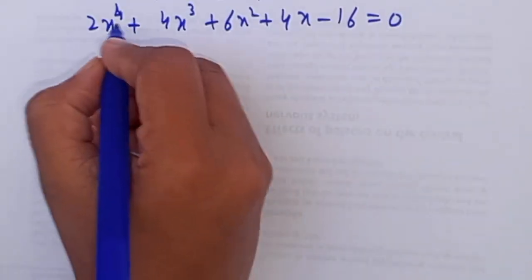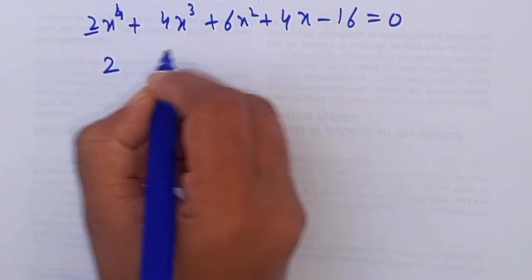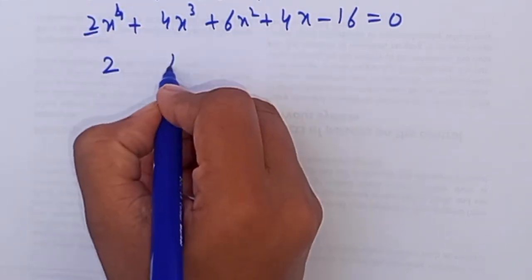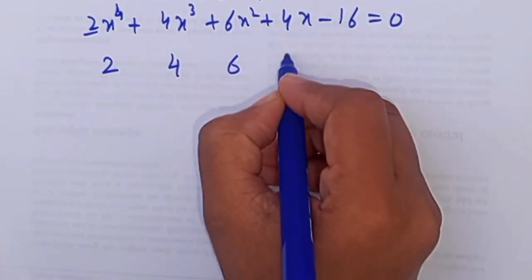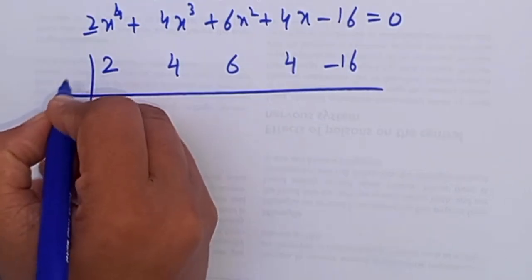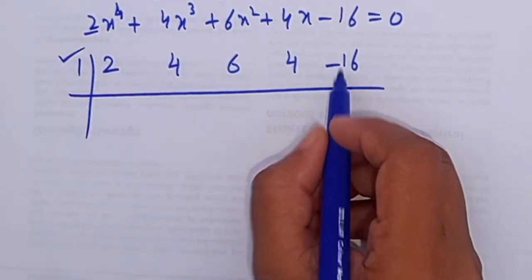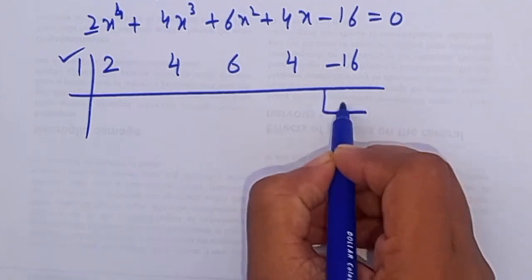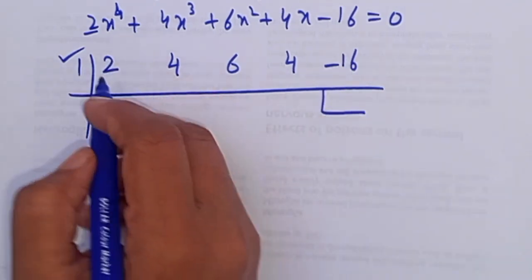So we use synthetic division. Look, the coefficient of x^4 is 2. The coefficient of x^3 is 4. The coefficient of x^2 is 6. The coefficient of x is 4. And the constant is minus 16. We here put a 1. And in the synthetic division, the remainder must be 0 if 1 is a factor of the above equation. So let's start.